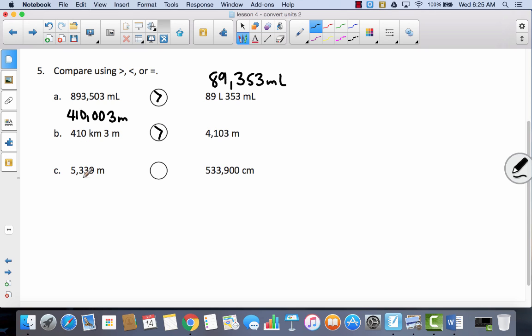So now I have meters and I have centimeters. If I want to change this to centimeters, remember there are 100 centimeters. So this would be 5,339 hundredths. Then I'm going to go back and put my comma. What do you notice? These are equal. Okay, so these were centimeters.